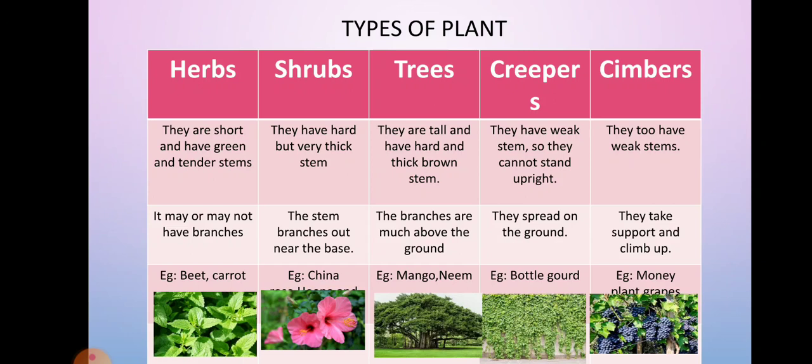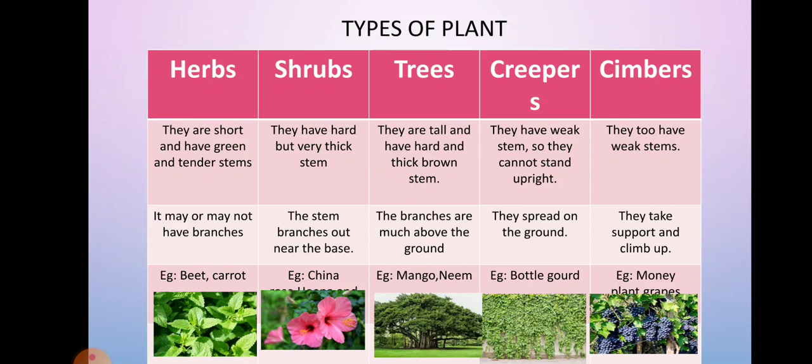Then we have trees. Trees, all of us know that they are tall and have a hard and thick brown stem. The stem is known as the trunk because it is very heavy and hefty. The brown stem is also known as the trunk, and it has many branches above the ground surface. It does not touch the ground, it is above the ground surface. For example, we have mango and neem as trees.